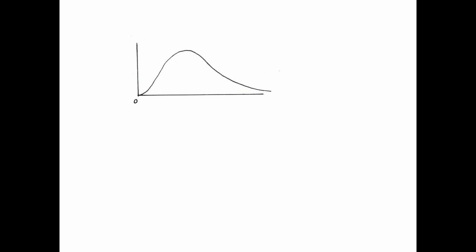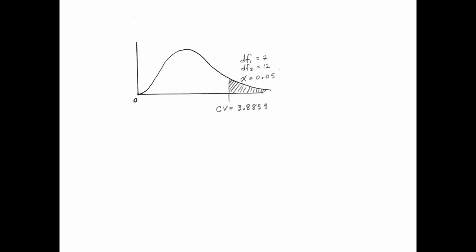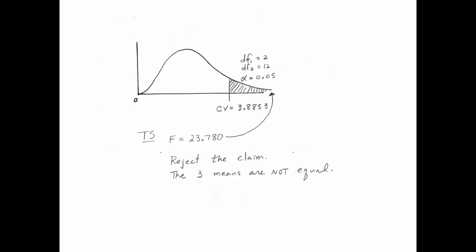Now we're ready for the picture. So the F distribution looks like the chi-squared distribution. It's a right tail only, and there's degrees of freedom 2 and 12. Critical value, which we just looked up, 3.8853. And then a minute ago we did the test statistic, which is 23.78. That definitely goes way past 3.88, so we reject. We did actually prove something. And we proved that the 3 means are not equal.